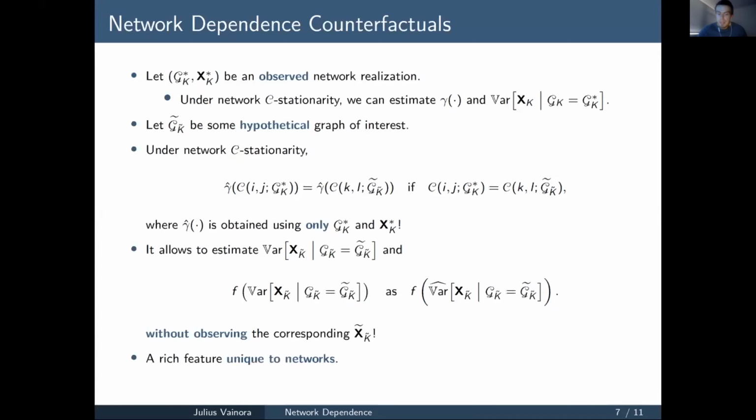That's a rich feature of networks, because as I said, if we change a single connection, it does affect a network, and we can exploit that if we believe that after the single change, the autocovariance remains the same. Of course, that is a strong assumption. If we make this assumption, then possible applications would be in prediction, in proposing measures of influence and robustness of networks, extracting graph weights, and so on.